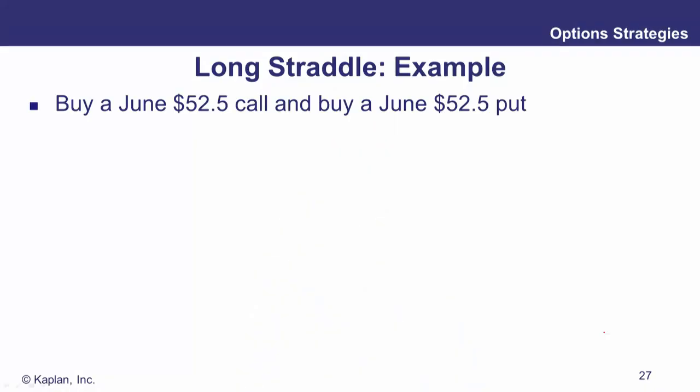Okay, let's have a look at a long straddle. Like I say, focus on the long side and the short side. You can just think of it as the negative. So long straddle, what are we going to do? We're going to buy a call and a put with the same expiry and the same strike. So we've got 52.5 calls here. Must have 52.5 puts as well, both June as well.